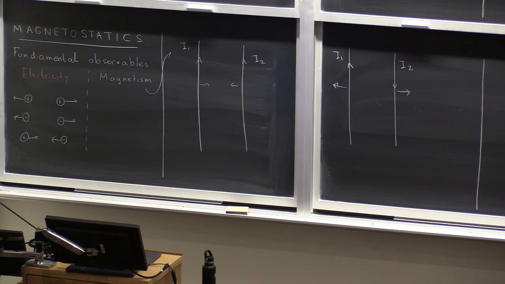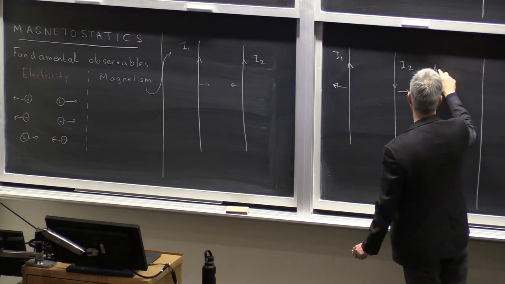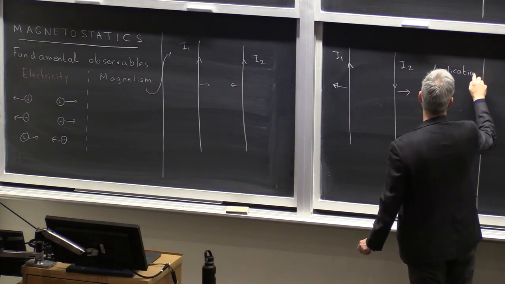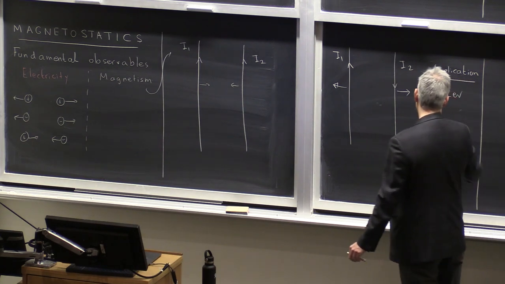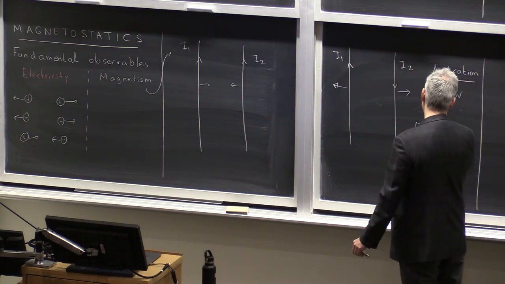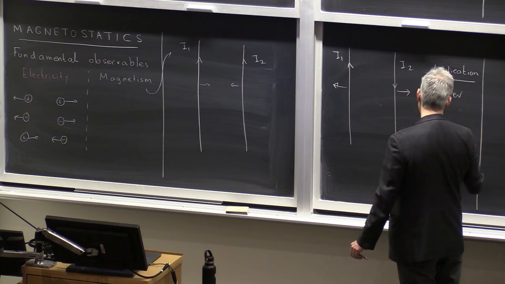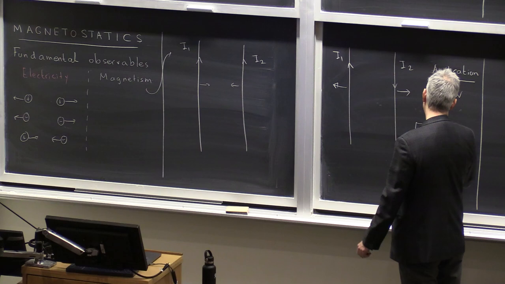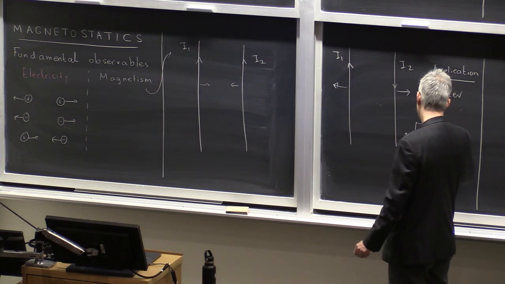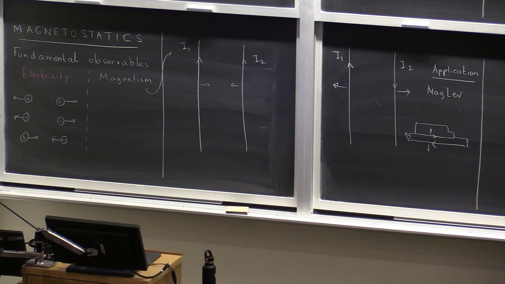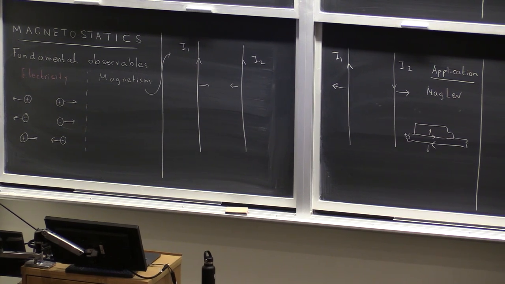This is exactly what we see in magnetic levitation trains, where you have a circuit that closes down the tracks, and the current underneath the train is opposite to the current on the tracks. And then this repulsive force is strong enough to actually lift the train above the tracks. So this is the principle of magnetic levitation based on this fundamental observable of magnetism.